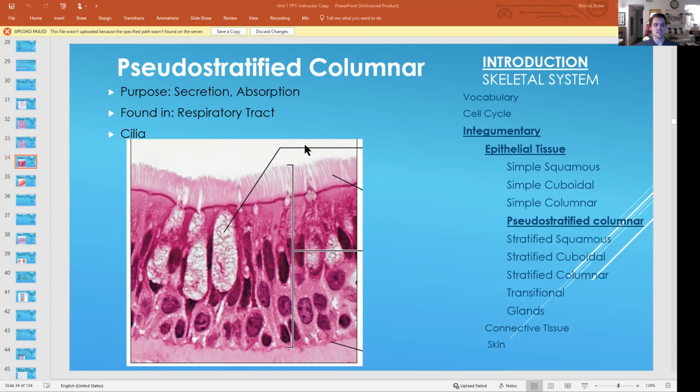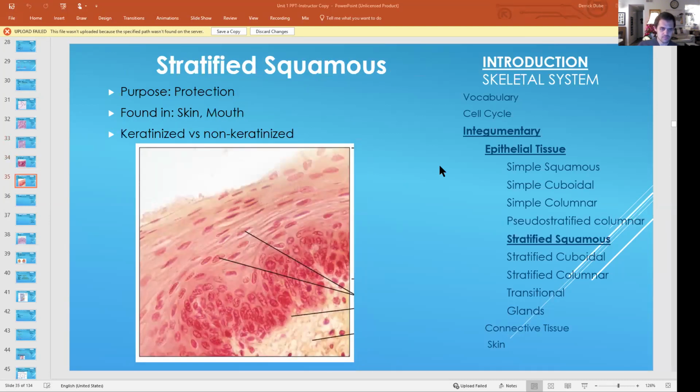All right, and these are going to be found in the respiratory tract. These are not microvilli, these are cilia, really long cilia. They're going to create a brush border, which is going to help to get phlegm out. So when you're coughing up phlegm and you have that really productive cough, that means your pseudostratified columnar cilia in the respiratory tract are working overtime, trying to clear out the lungs.